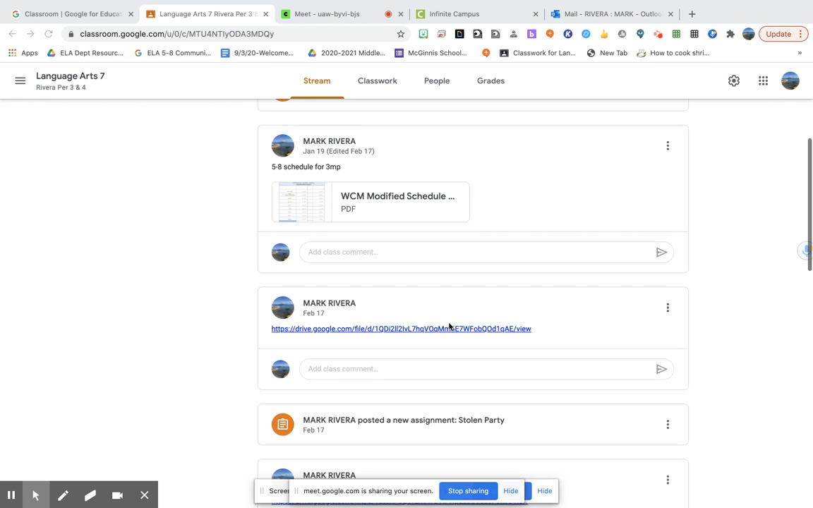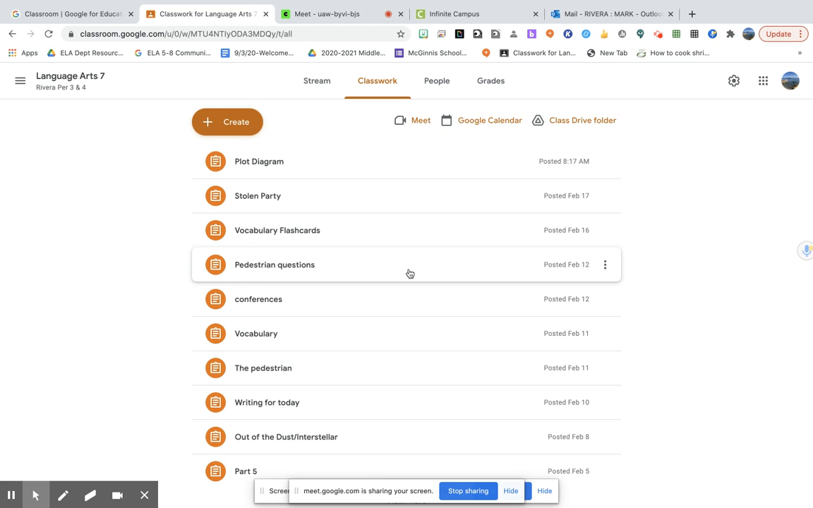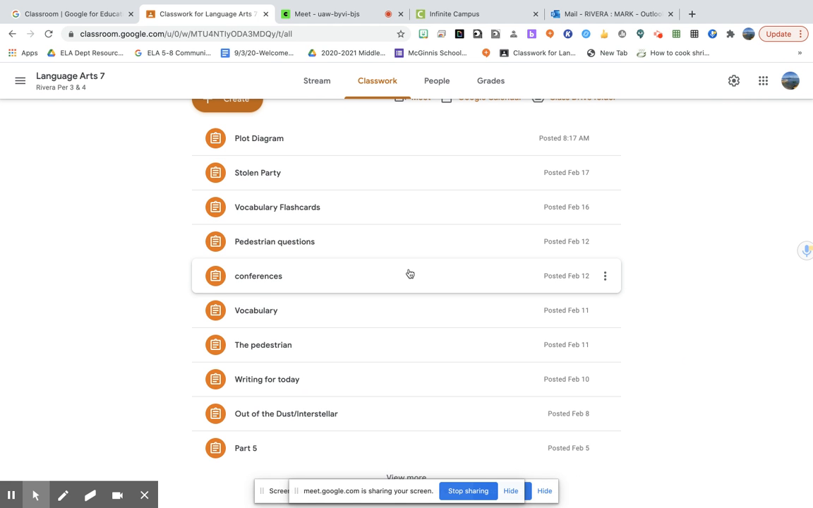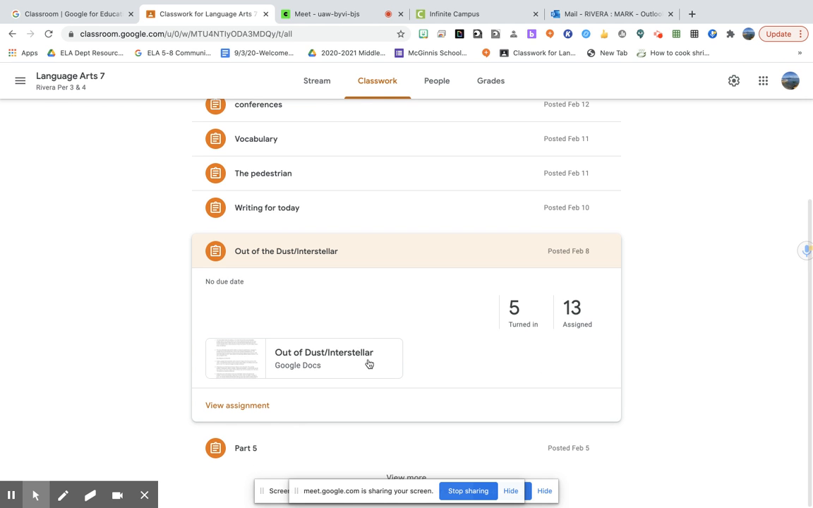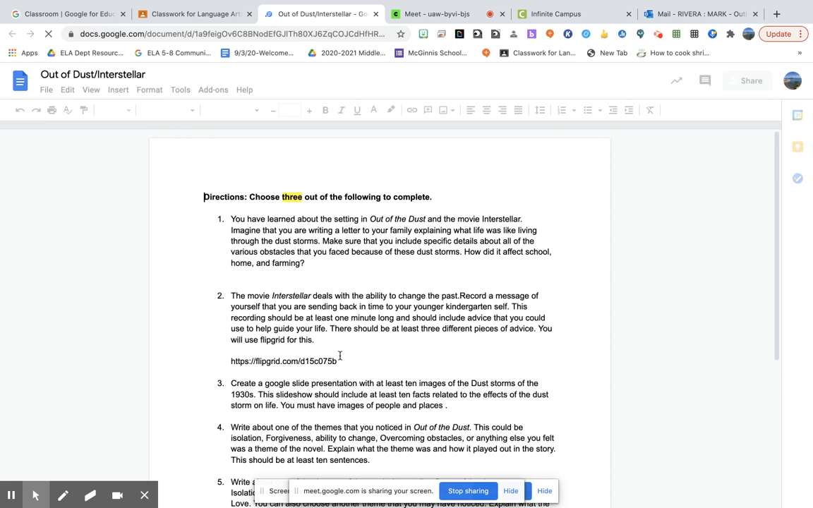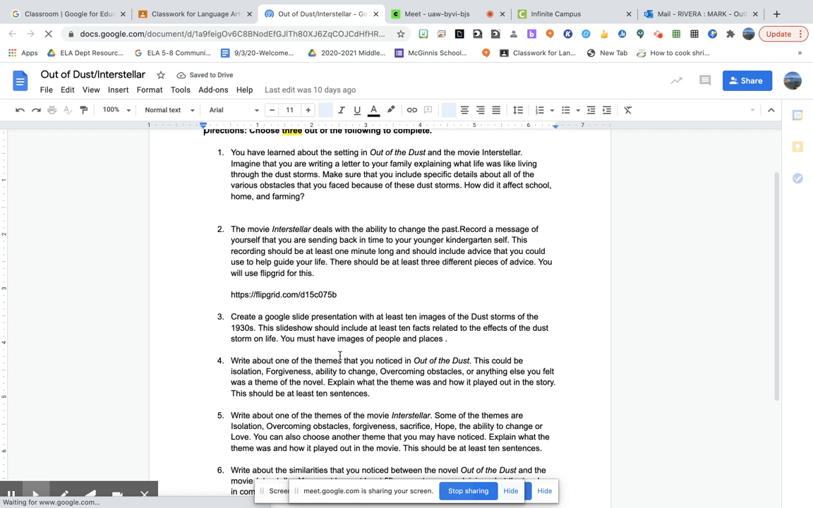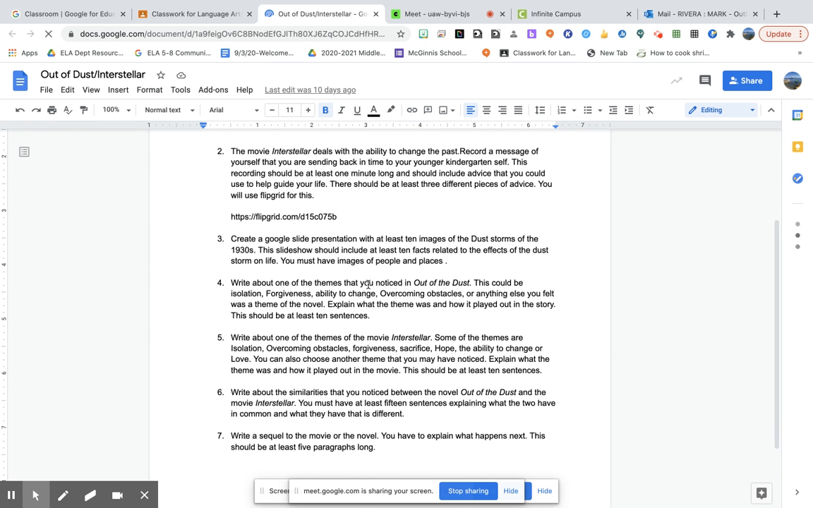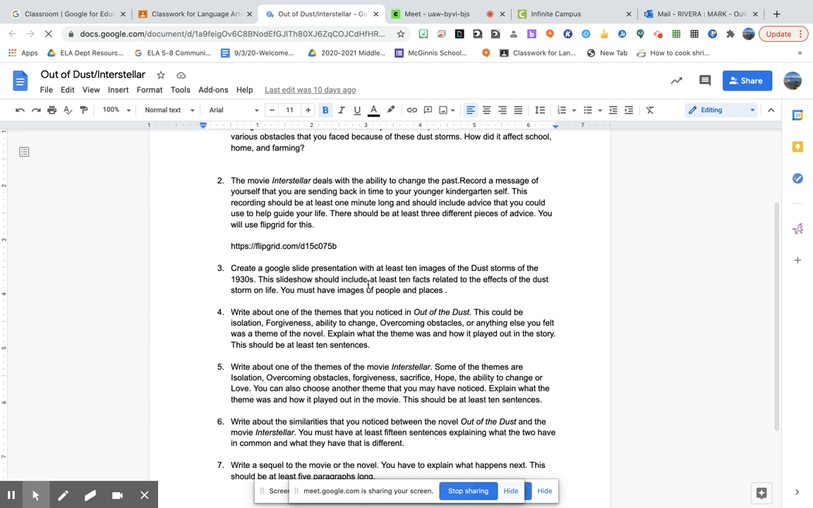All right, so always go into classwork to check what you're supposed to be working on. There are actually three things that you're going to be looking at, but the most important being this one: Out of this Dust, Interstellar. Remember, you're choosing 3 out of the 7 things to do. So these are the options, choosing 3 out of 7. That's the first thing that needs to get done.